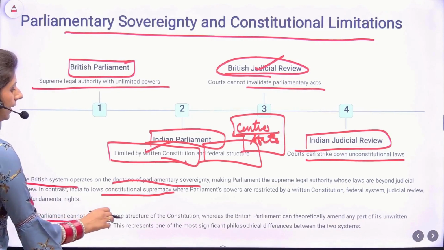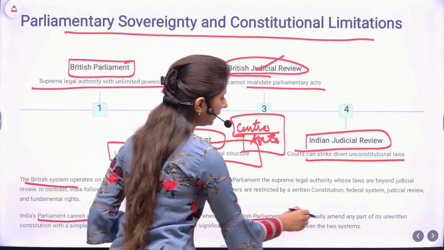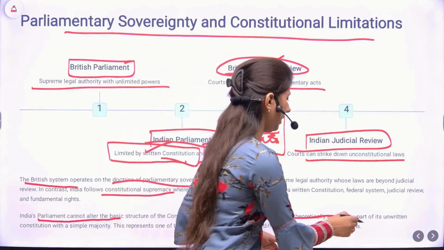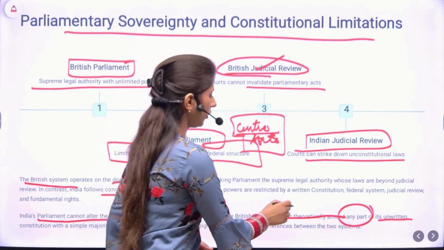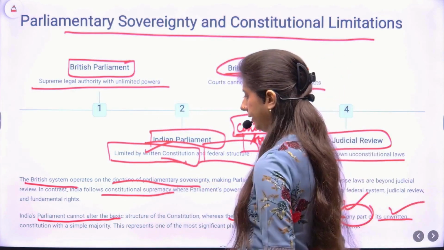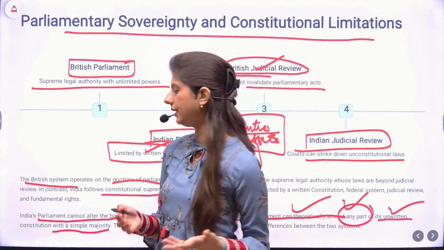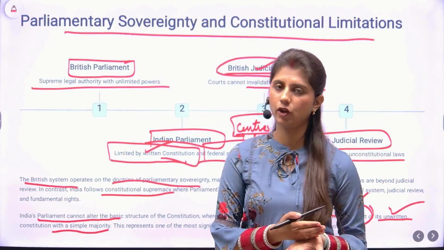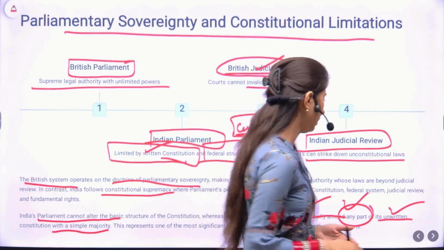India's parliament cannot alter the basic structure of the constitution, but in Britain, the parliament, theoretically, can amend any part of its unwritten constitution. That too with a simple majority, whereas in the Indian parliamentary system, we have some laws which can be amended with simple majority, some with special majority, and some even require states' ratification.